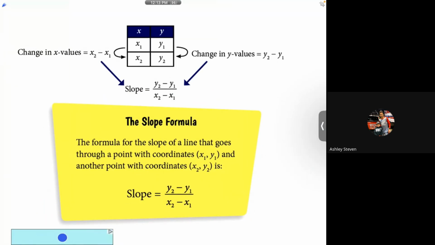All right, I have to show you the slope formula. This is the slope formula: y2 minus y1 over x2 minus x1. Sounds confusing, but it's not. It's really already what you were doing.